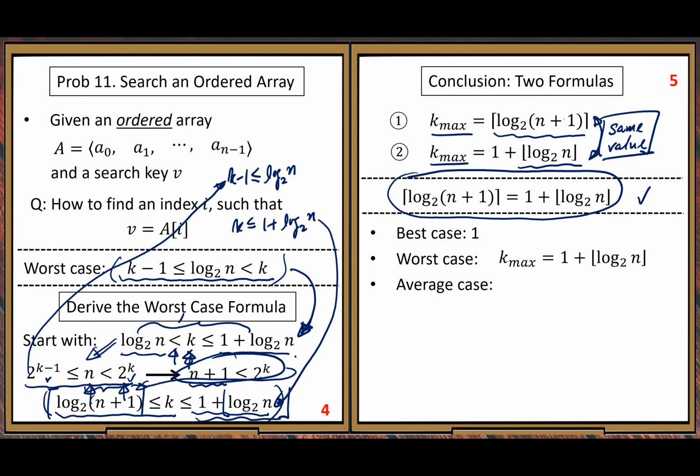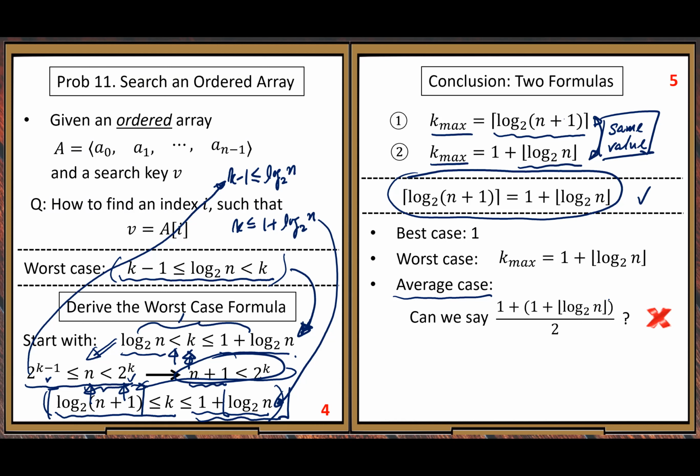I may skip the mathematical induction part because it takes too much time, at least half an hour to go through the details of that mathematical induction. But here I'd like to talk about the average case. For binary search, how to calculate the average case? Can we say the best case plus worst case divided by 2? The answer is no. The answer is no for binary search.